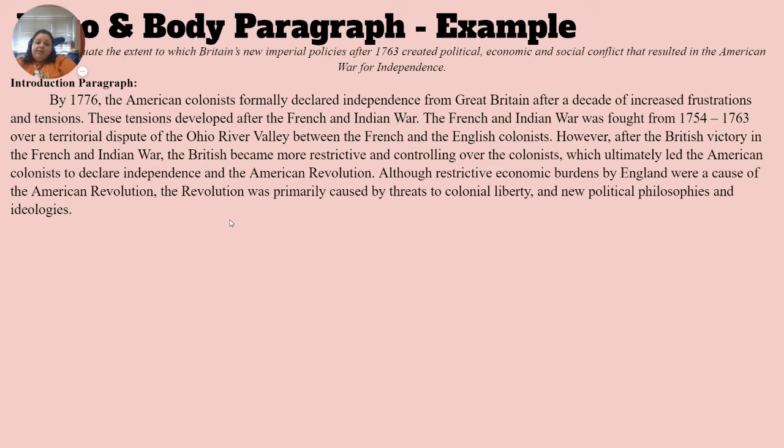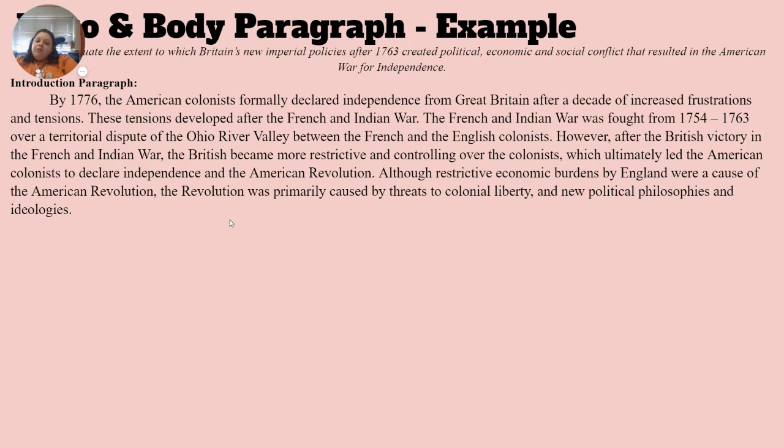So now we have the thesis. Although restrictive economic burdens by England were a cause of the American Revolution, the revolution was primarily caused by threats to colonial liberty and new political philosophies and ideologies.